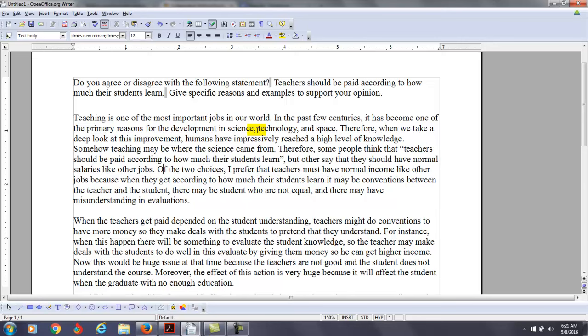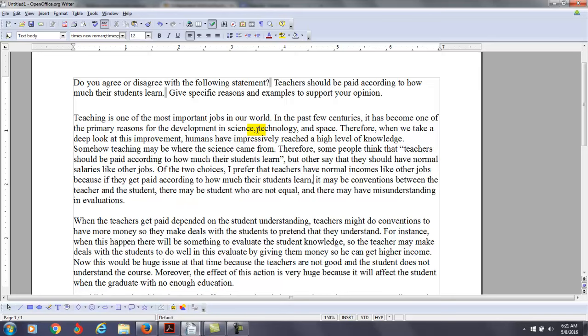like other jobs. Of the two choices, I prefer that teachers have, don't need to say must here, I prefer that teachers have normal incomes like other jobs, because I'm going to say if here, it's probably better here. So if they get paid according to how much their students learn.